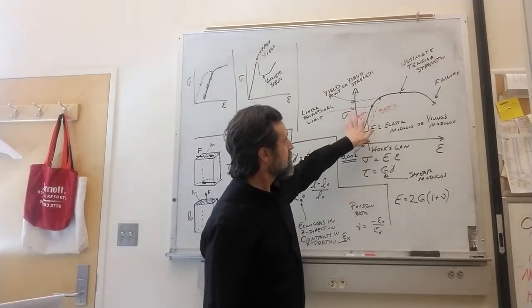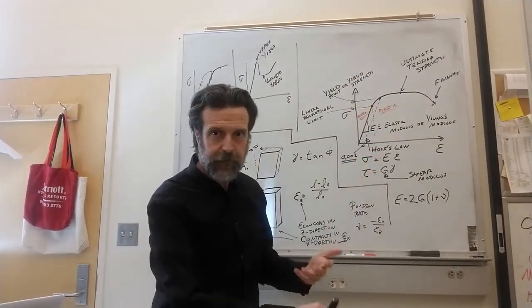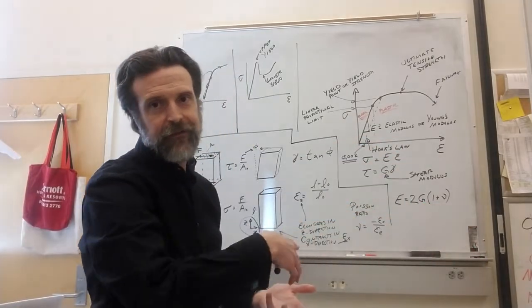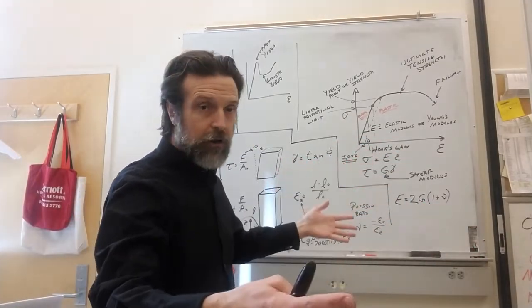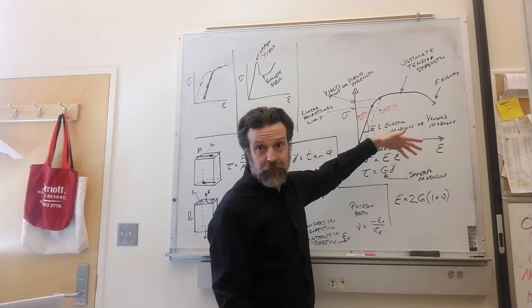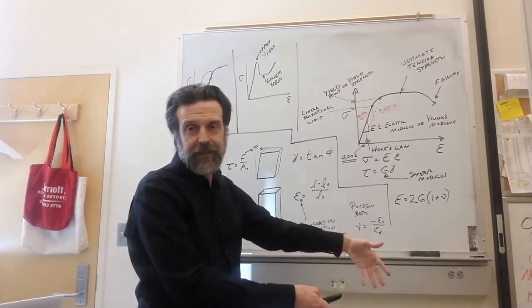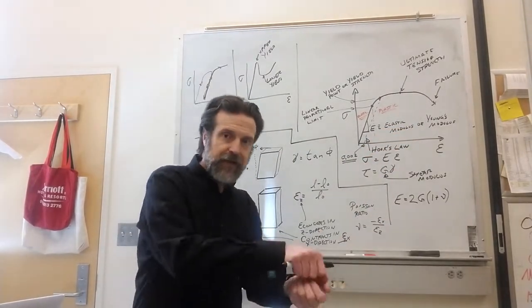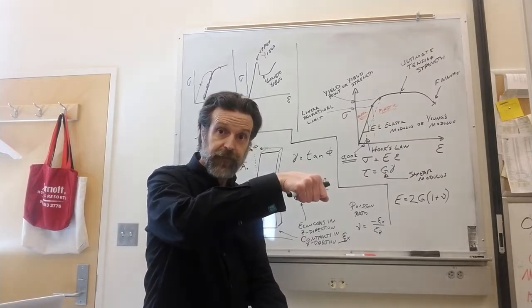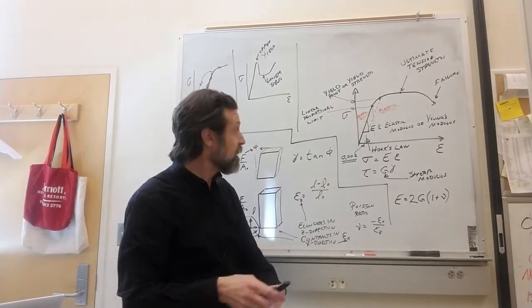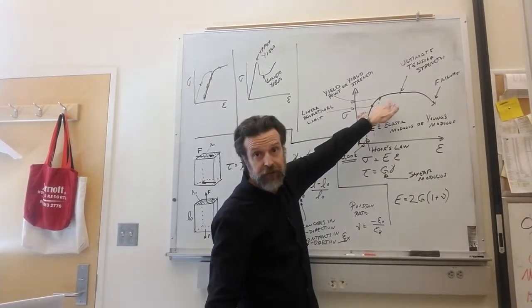So this is kind of the general shape, and some curves are more elongated than others. Some have a really long period of plastic deformation. For example, a very ductile material like a metal, lead, is going to have a really long plastic deformation. In contrast, some have almost no plastic deformation.